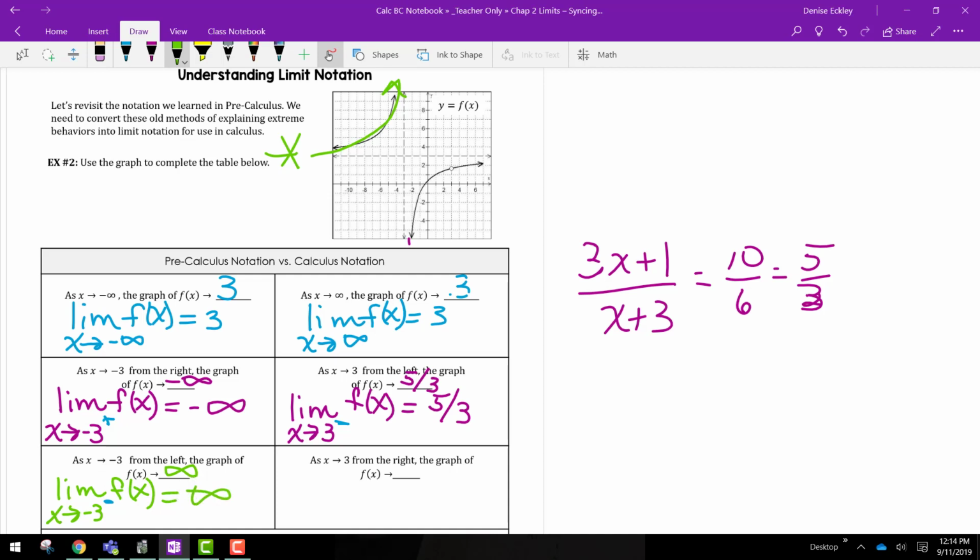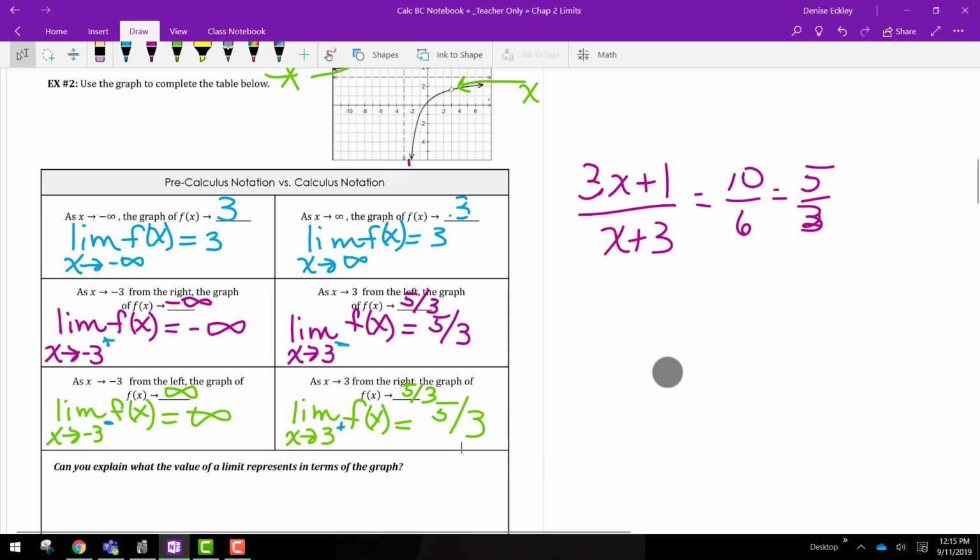And doing the same with the other side of +3. Now we're coming from the right, so we're going to start all the way out here. We're going to trace the curve until we get to +3 on the x, and we can see we're approaching that same value we did from the left, which is 5 thirds. So we'd say the limit as x approaches 3 from the right of f of x equals 5 thirds. So that's the difference between the way we wrote the notation in pre-calculus and the way we're going to write it now.